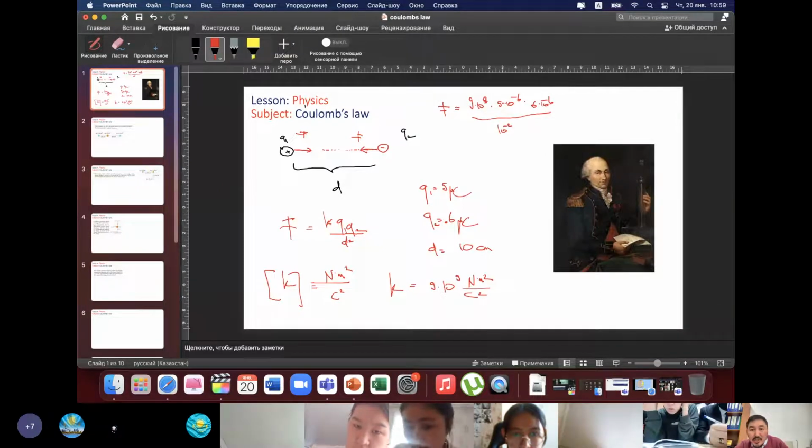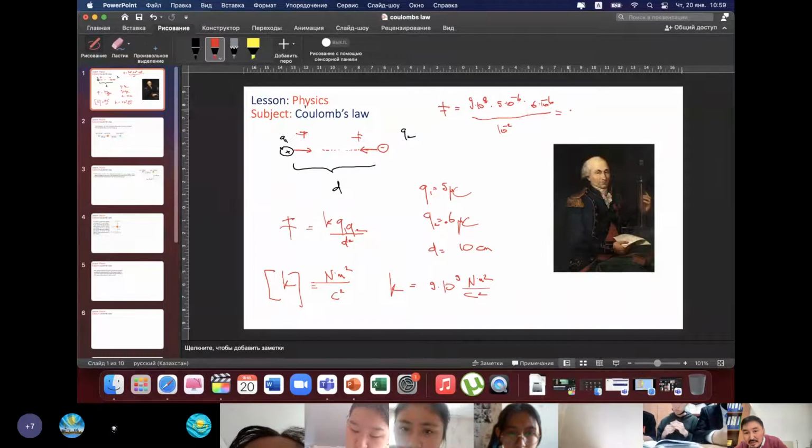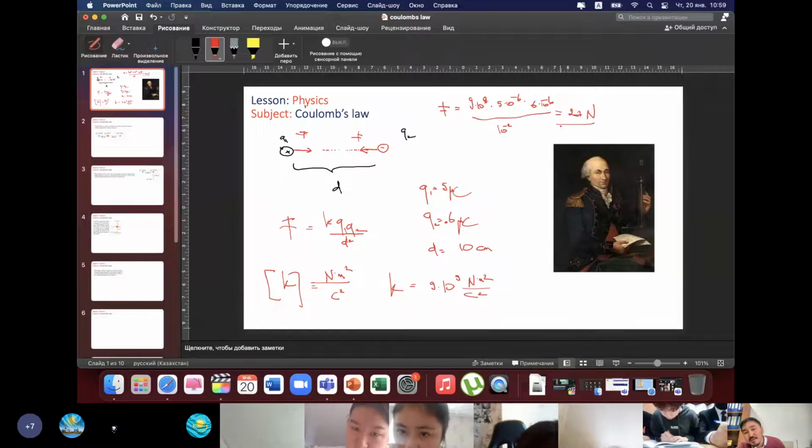So I have here 9 minus 12 and minus minus 2, 10 to the power of 1. So I have 3 times 9, I have 27 newtons here indeed. Do you have the same result?